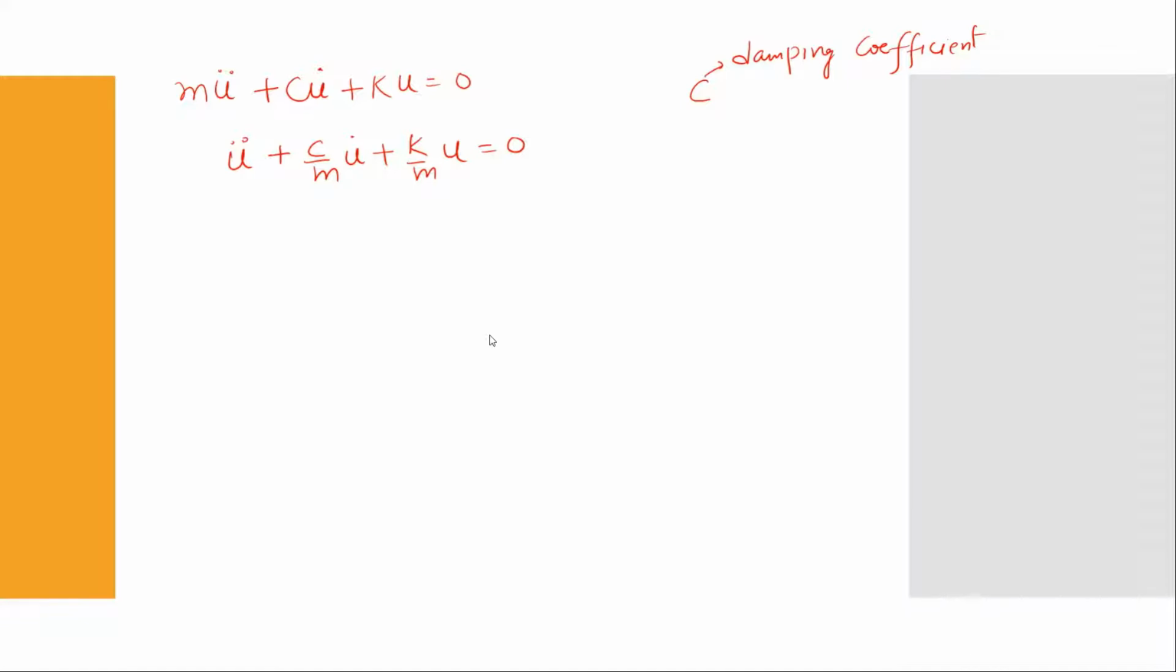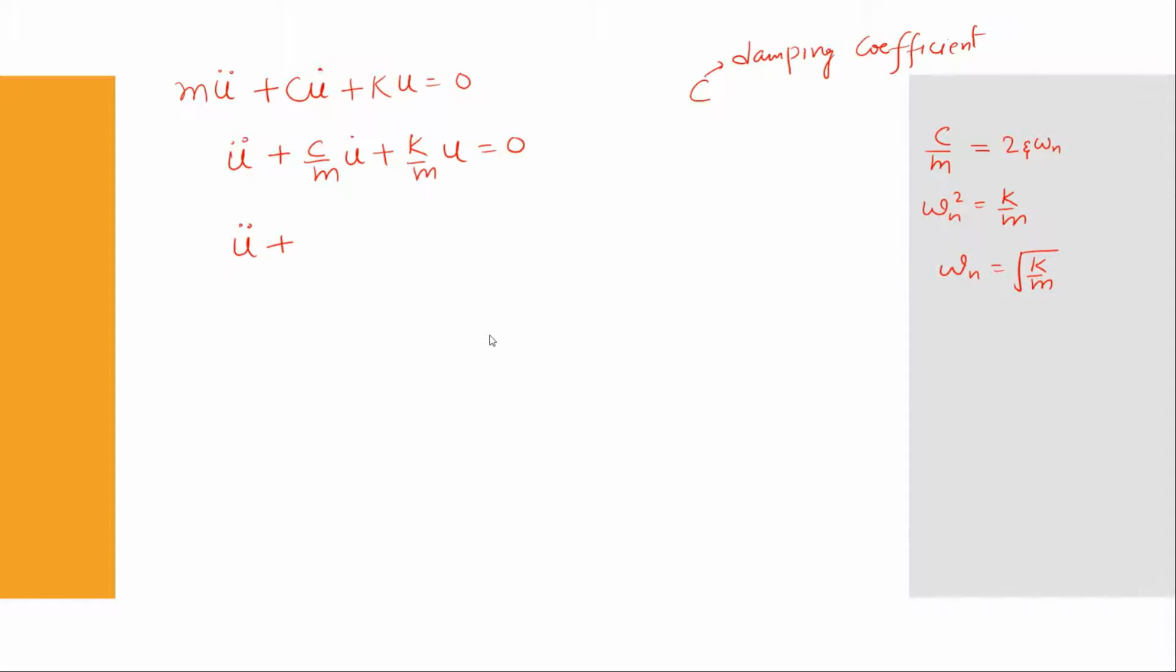We will write this equation now: u double dot plus c by m u dot. Now c by m we write as equal to 2 xi omega n, and omega n square is k by m. So we can write omega n as under root of k by m.